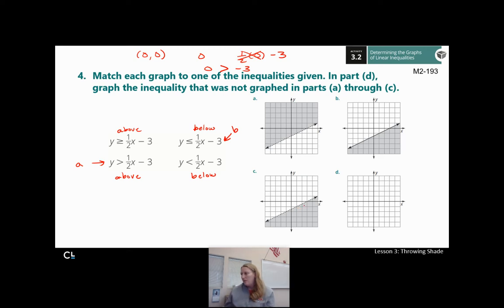And here we are back to a dashed line. So it's one of these. It's shaded below. We did not shade in 0, 0. So that means C must be this one right here.